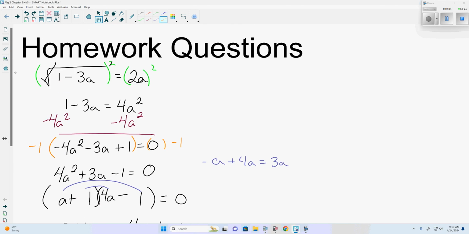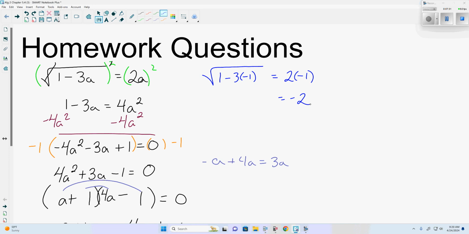Now back up to the top. We're going to check this here. I'm going to check with -1 first. We have the square root of 1 minus 3 times -1 is equal to 2 times -1. 2 times -1 is -2. Now at this point here, we can already throw -1 out, because our radicals, the number that comes out of a square root, an even root, cannot be negative. So that's not going to work.